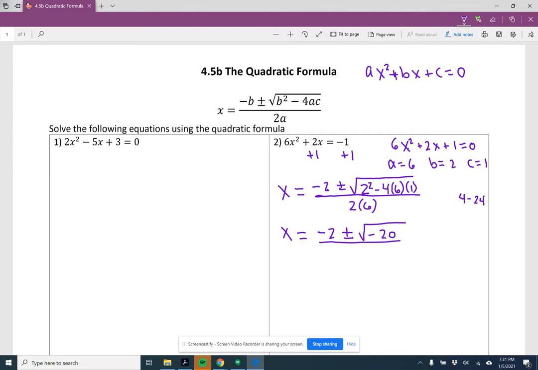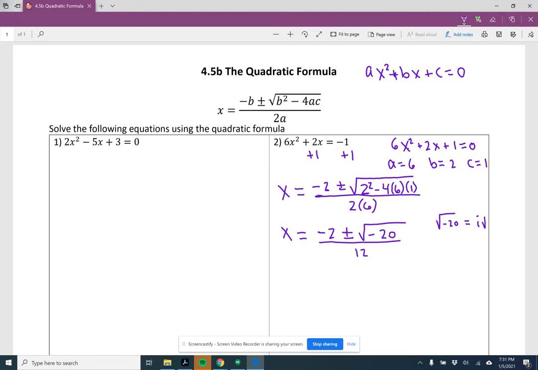So that radicand, or that discriminant, is negative 20. So our solutions are going to be non-real numbers. So we've simplified the things in the numerator. Now simplify the denominator. 2 times 6 is 12. Now we're going to simplify that radical, the square root of negative 20. Let's remember how we simplify that.